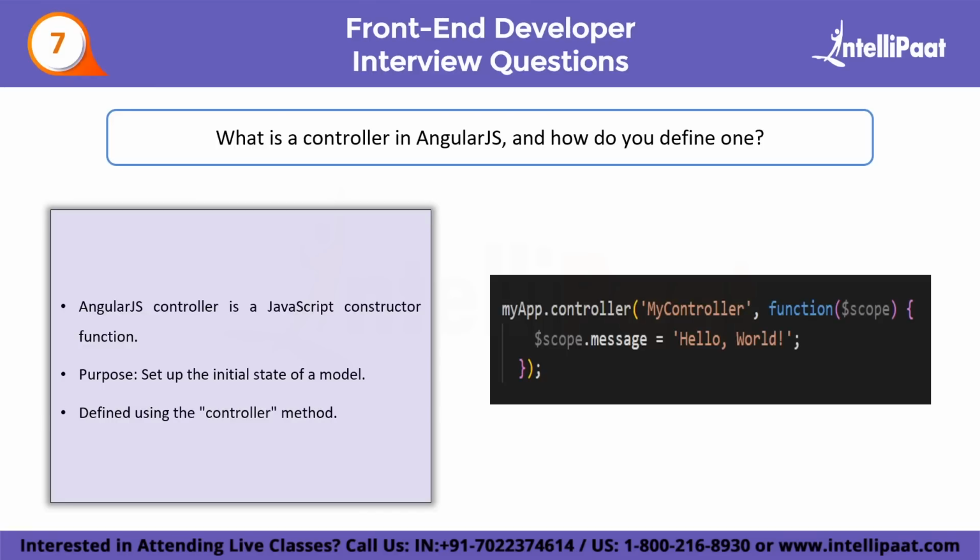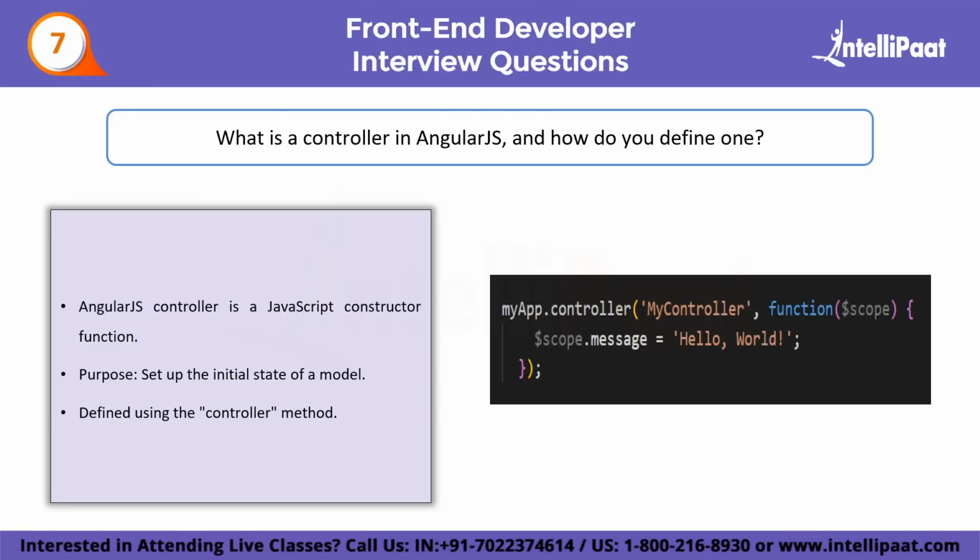Controllers are responsible for defining the behavior of your views, handling users' input, and managing the data that is displayed to the user. You define a controller using the controller function provided by the AngularJS module. You specify the controller's name and the function that represents the controller's behavior. In the example on the right, you can see that myController is the name of the controller and the function takes scope as a parameter.